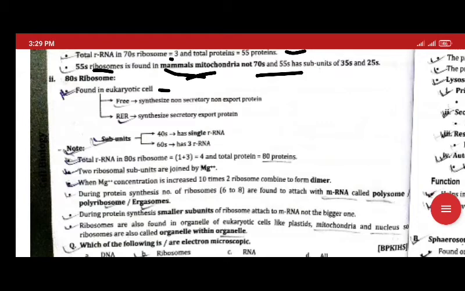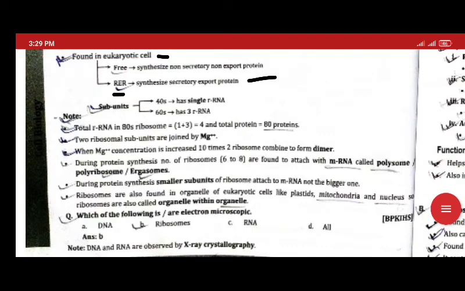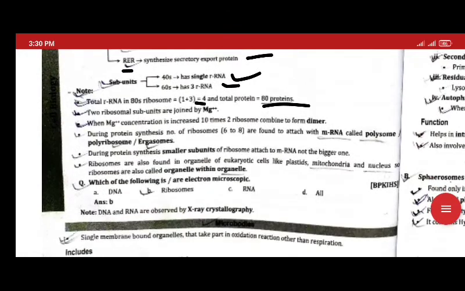They occur in the free state and on RER, and RER is for protein secretion. The subunits here are 40S and 60S. The 60S has 3 rRNAs and the 40S has 1, so a total of 4 rRNAs and 80 proteins. Two ribosomes are connected by magnesium ions, forming a dimer, and attached to mRNA.